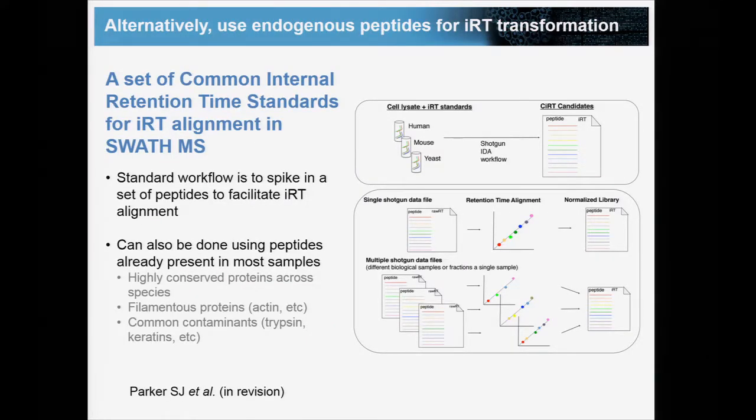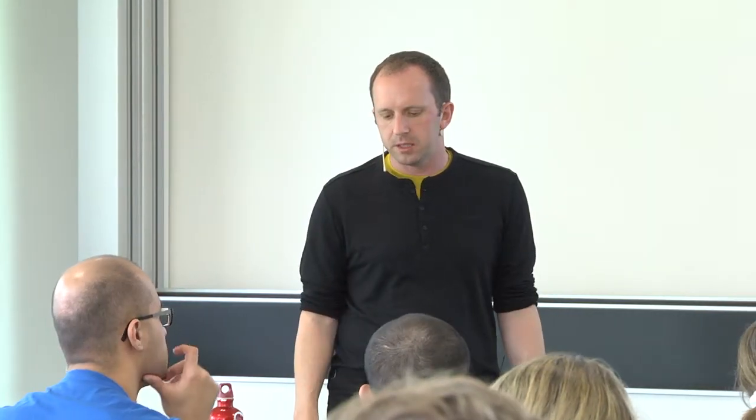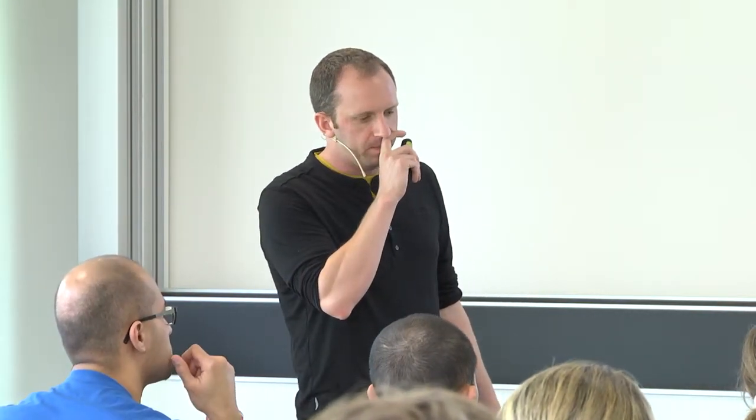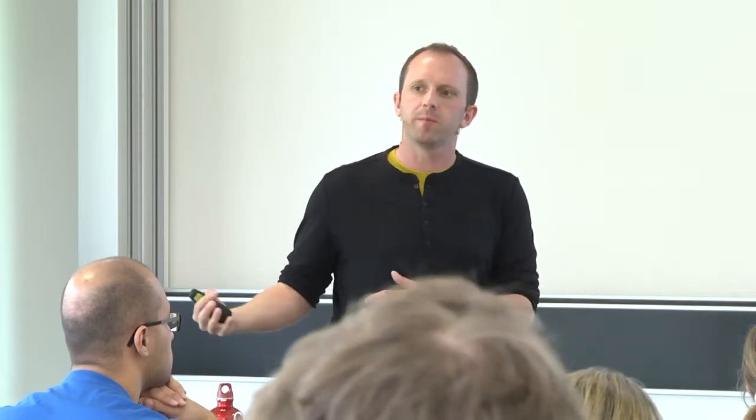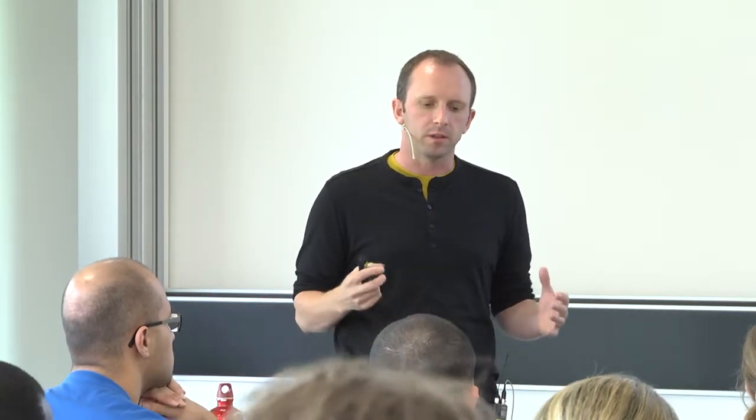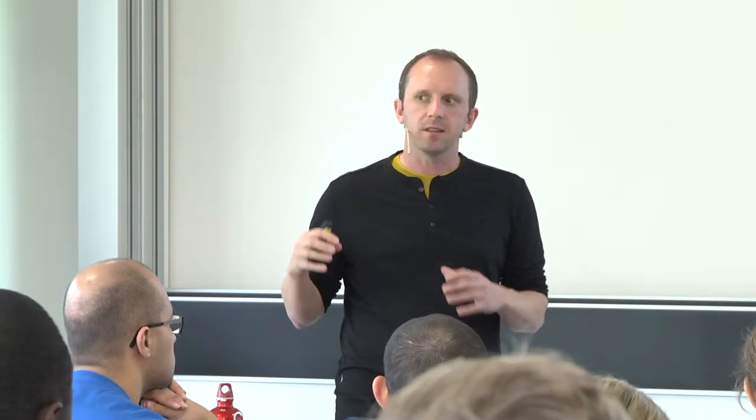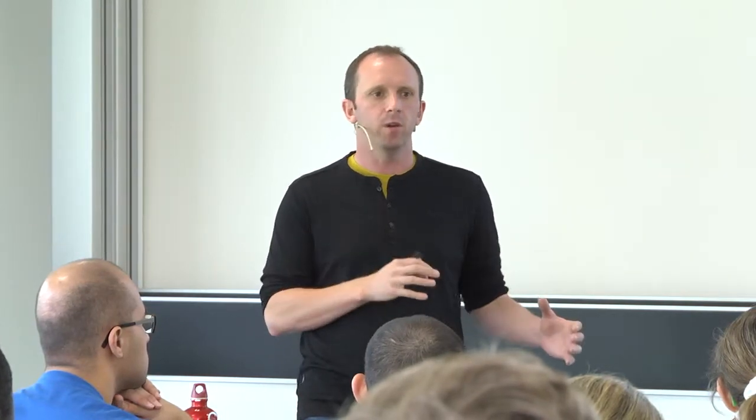One slight aside on this iRT thing. Many people often ask, do I really need to spike in these peptides? Can't we use some endogenous peptides to do this recalibration? And the answer is basically yes, as long as you're sure that these endogenous peptides are going to be in all the samples. They need to be everywhere.